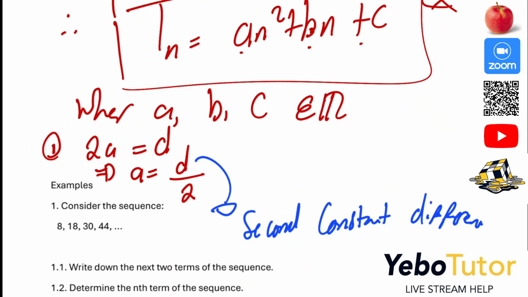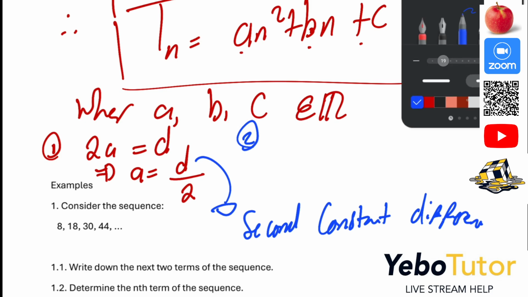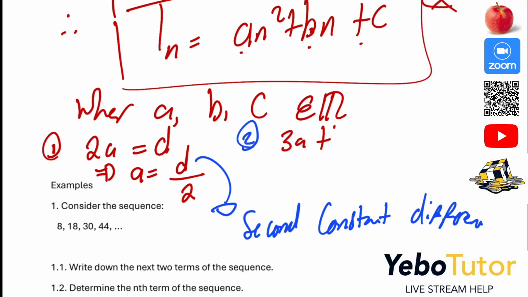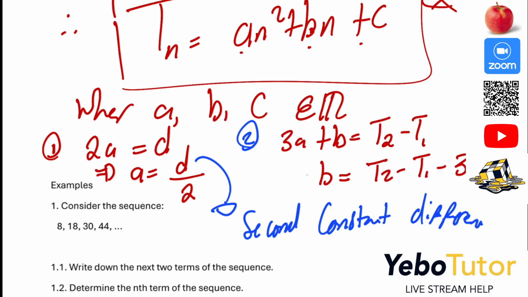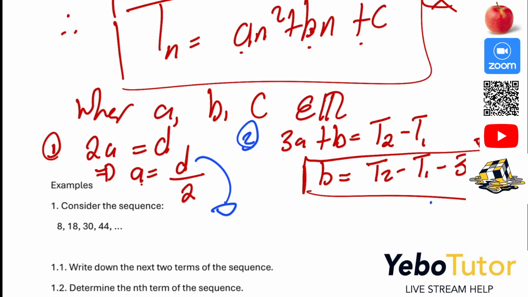Then, how do we calculate the b value? That will be number 2. The b value is calculated by saying 3a plus b is equal to term 2 minus term 1. Then you make b the subject of the formula, so b will be equal to T2 minus T1 minus 3a. You've already calculated the value of a, which is the constant difference divided by 2. Then you can plug in the value of a there and get the value of b. Now, to get c, that's easy.